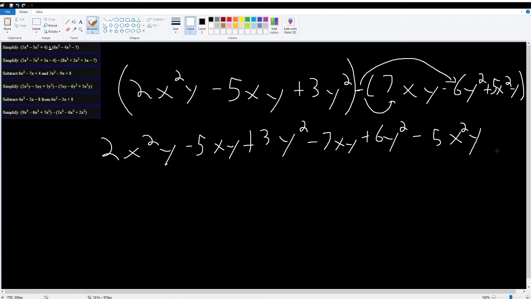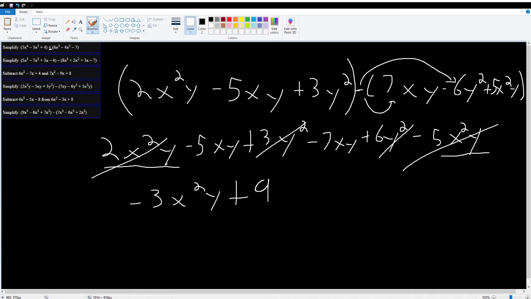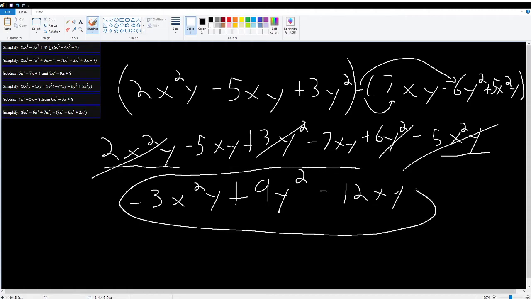Let's go with the two terms with the degree of 3. So this guy and this guy, right? Negative 5x squared y and 2x squared y, right? That becomes negative 3x squared y. Cross them out once you're done with them. Next is 3y squared and 6y squared. That makes 9y squared. Negative 5xy and negative 7xy becomes negative 12xy, okay? So this original polynomial simplifies to negative 3x squared y plus 9y squared minus 12xy.